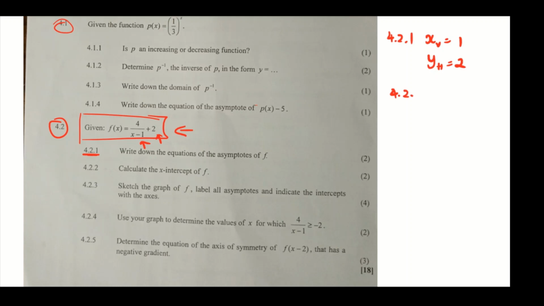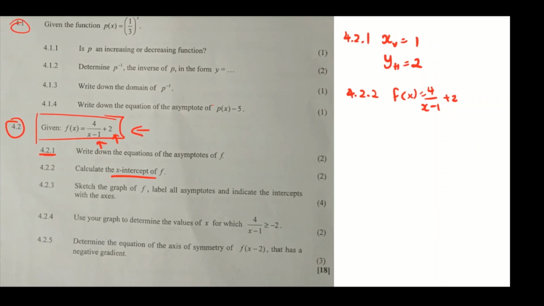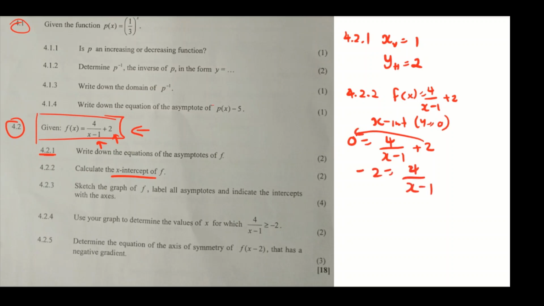And 4.2.2, calculate the x-intercepts. We have f of x equals 4 over x minus 1 plus 2. Let me move the video like this. I hope you can see clearly. So now the x-intercept, y is equal to 0, right? So 0 equals 4 over x minus 1 plus 2. Transpose the 2 to the other side. We have minus 2 equals 4 over x minus 1.